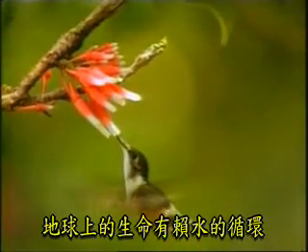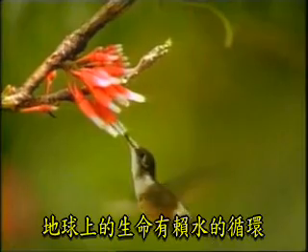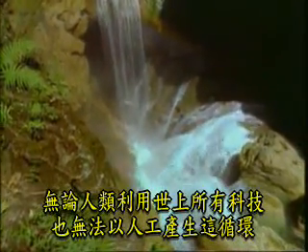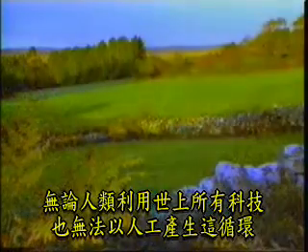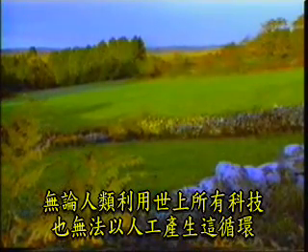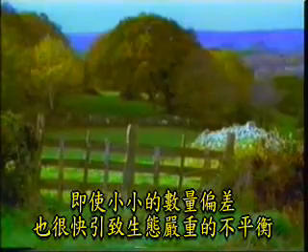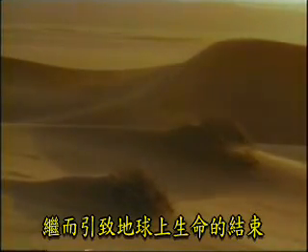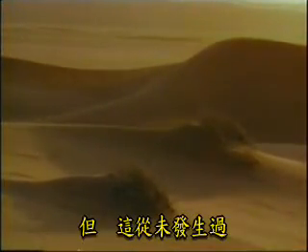Life on Earth depends on this water cycle. Even if people had used all the technology in the world, they would not be able to produce this cycle artificially. Even minor deviation in this amount would very soon give rise to a major ecological imbalance that would bring about the end of life on Earth. Yet, this never happens, and the rain keeps falling every year in exactly the same amount, just as is revealed in the Quran.